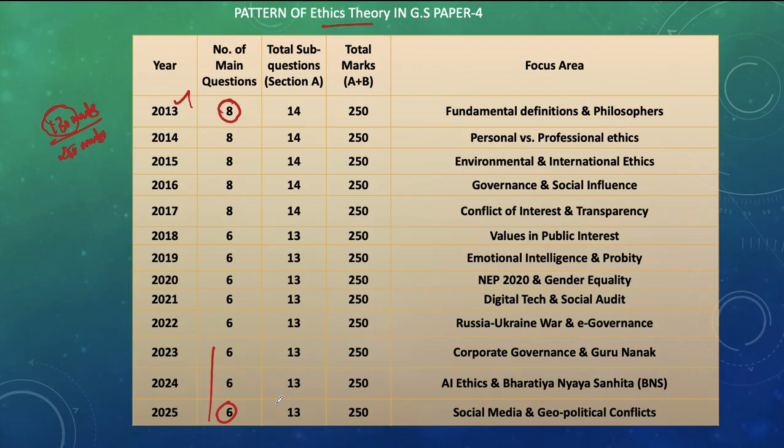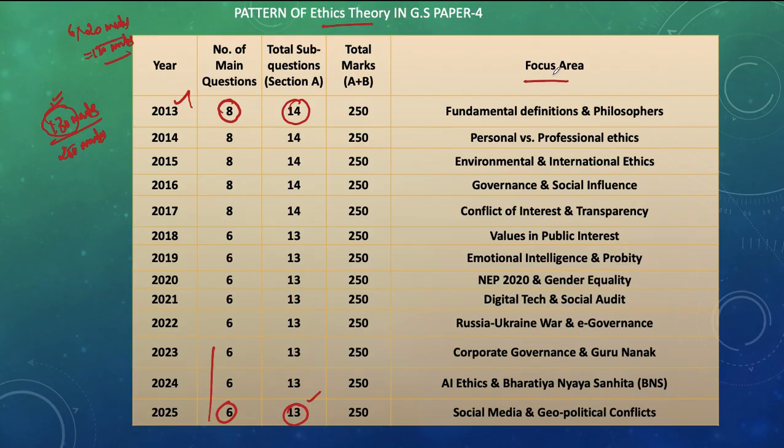But it will have sub-components also, that is sub-questions, including 13 questions. Previously, it used to have 14 sub-questions. Now there will be 13 sub-questions, and each will carry 10 marks, that is 130 marks. And case study will carry another 120 marks, that is 6 case studies, and each case study will carry 20 marks. So 6 into 20, that is 120 marks for case study, students. So this is the pattern of ethics in the case of GS Paper 4.